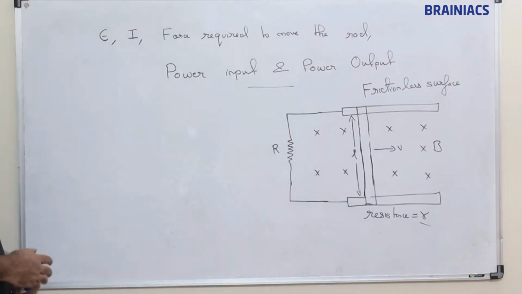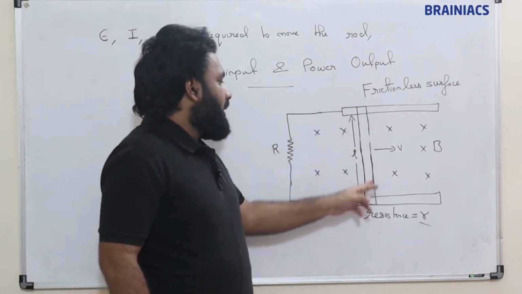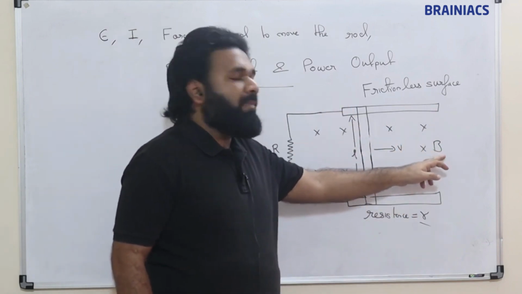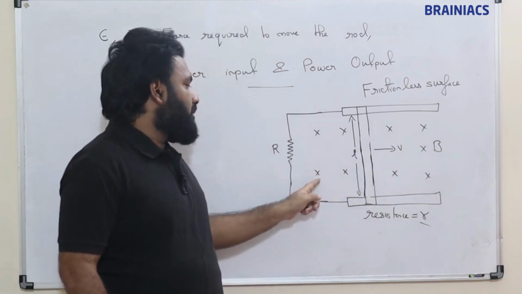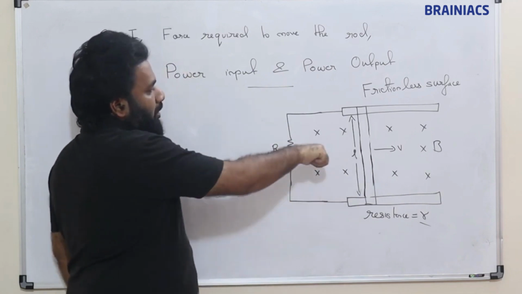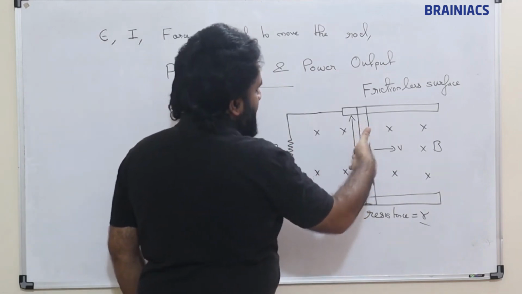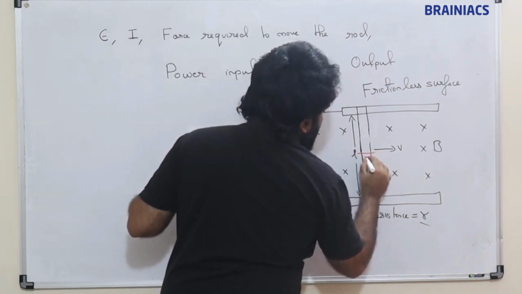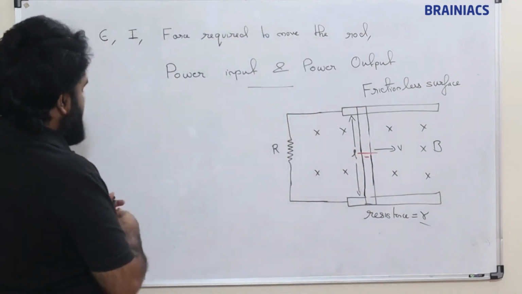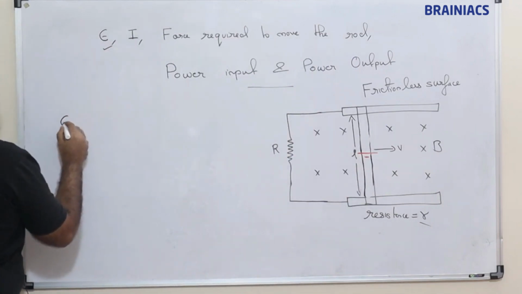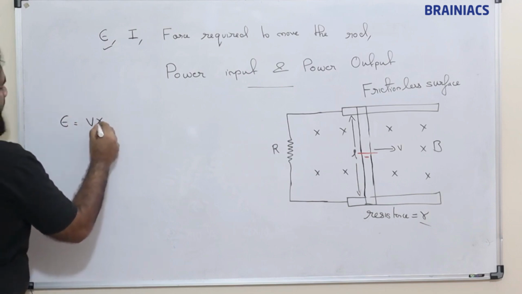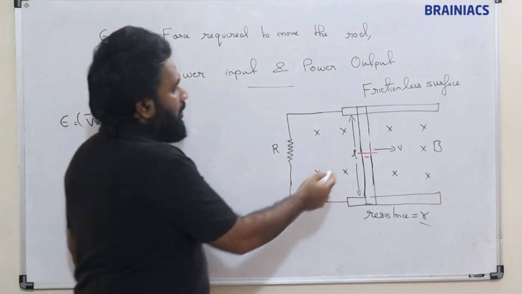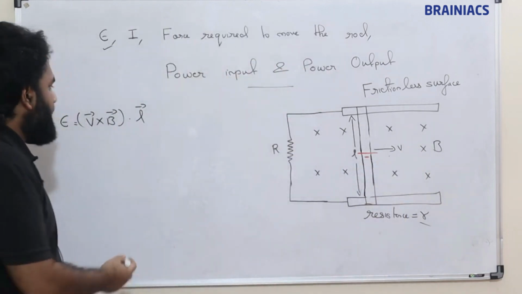See students, here a conducting rod is moving with a velocity v along two conductors, in a magnetic field B. Its direction, we can see the cross means it is going inside. So if it is going inside and the velocity is in this direction, we can consider the EMF in this direction. First point, E is equal to what? V cross B dot L vector.